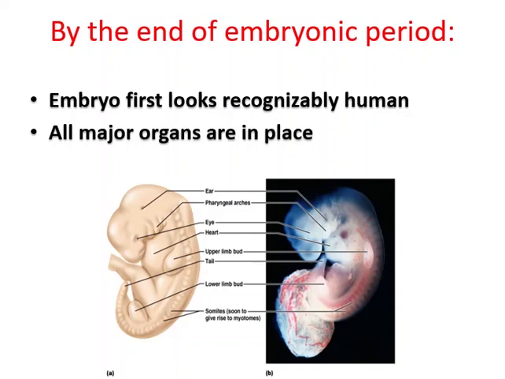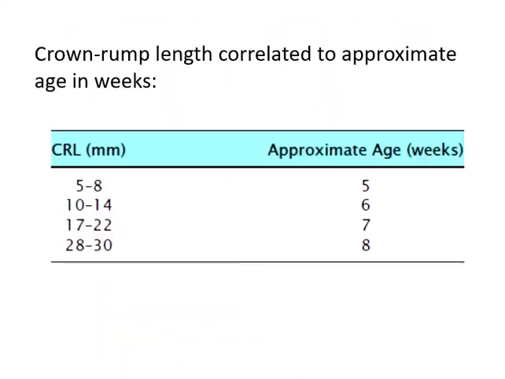and then we can measure the length of the embryo and easily estimate the age of the embryo by crown rump length. The crown rump length is a measurement used by ultrasound from the tip of the head region to the tail region, and it can be used for determining the age of the embryo by week.